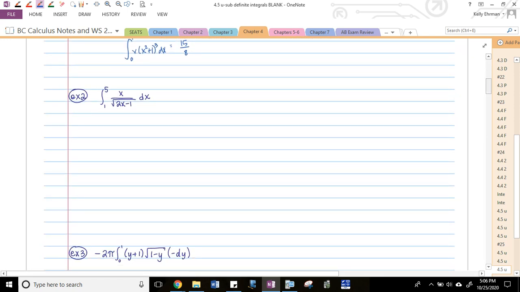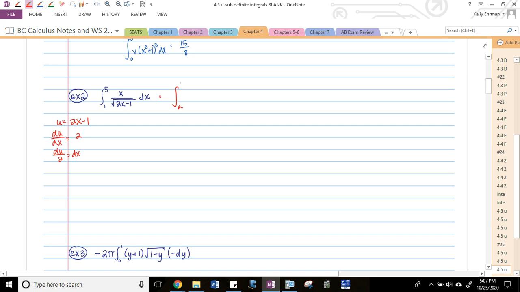All right, example 2. So let's see, we have a 2x minus 1, and this one's going to be a little bit different because the derivative of 2x is definitely not going to give me x. So I'm going to show you a little trick here. So first of all, I don't like that 2x minus 1. Let's let that be our u. du/dx is going to be 2. So du divided by 2 is dx. So let's see where that gets us first.